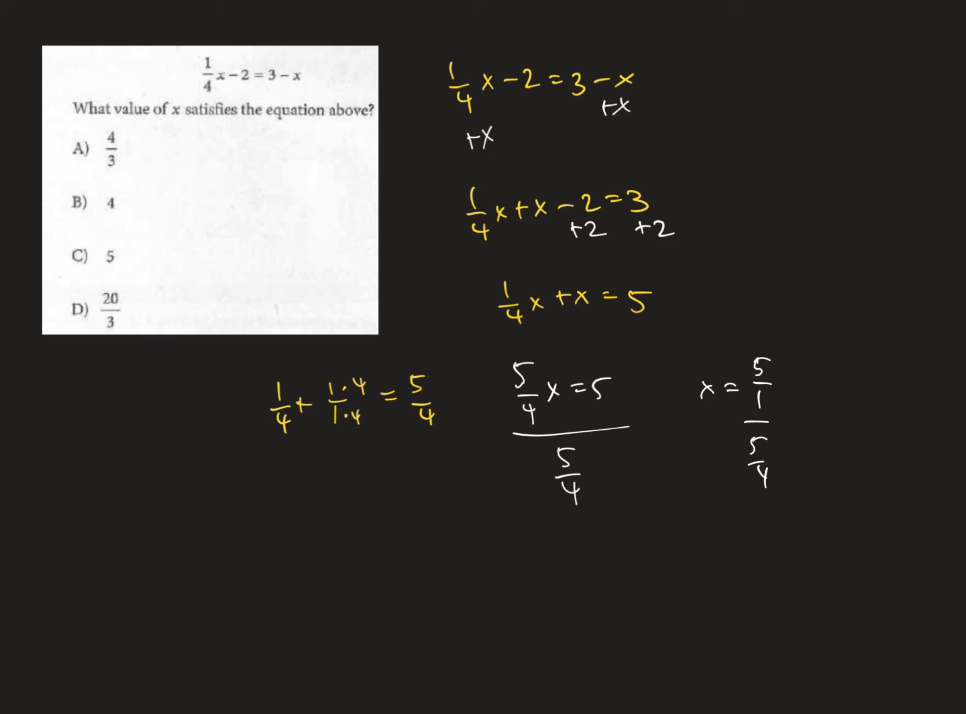Now, using the properties of dividing by fractions, x is equal to 5/1 times 4/5, and this is equal to 20/5, which is equal to 4. So 4 is our final answer. Just to recap, we originally combined like terms, and 1/4 x plus x is 5/4 x, and then we divided by 5/4 to isolate x, and by dividing fractions, we got 4.